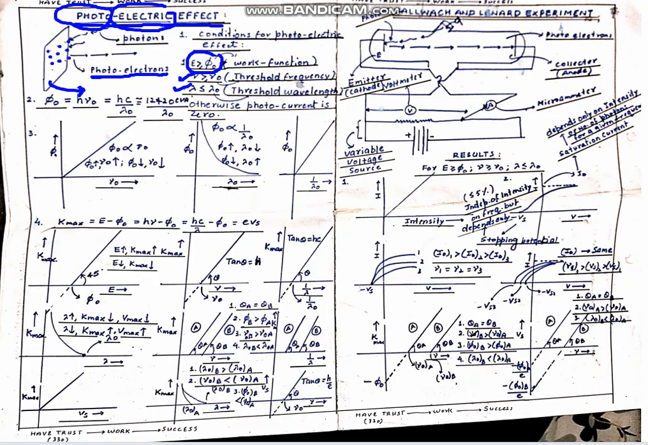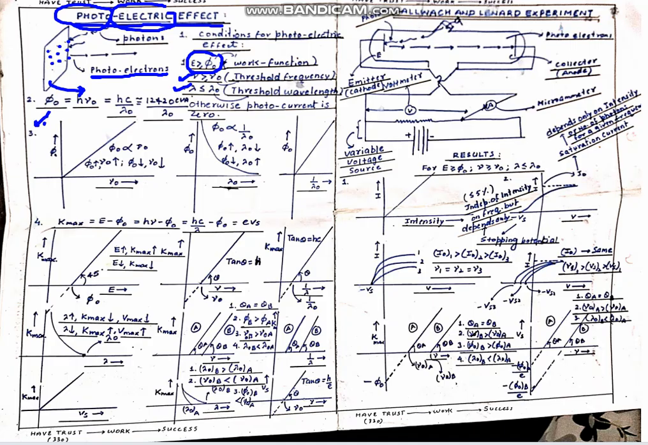As far as the conditions are concerned, we have three cases. First, the energy of the photon should be greater than the work function. Second, the frequency should be greater than the threshold frequency. And third, the wavelength should be less than the threshold wavelength. Now let's study point number two, which is the relation between these things.